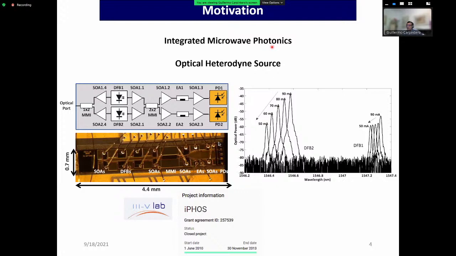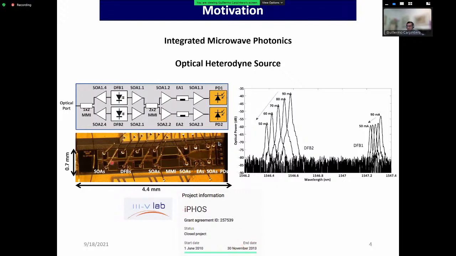So we use optics to generate high frequencies, and we are doing this on an integrated system. I'm showing you here quite a complex device. This is the most complex device that we've ever fabricated monolithically on indium phosphide. This was fabricated by 3-5 Labs in Paris, in Palaiseau, within a European project that ended a long time ago.